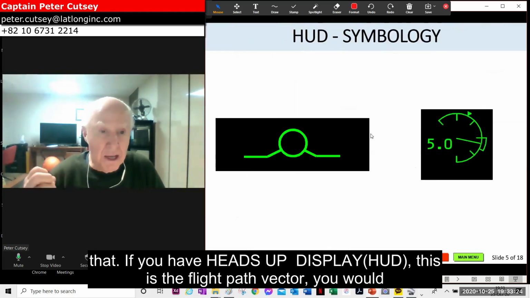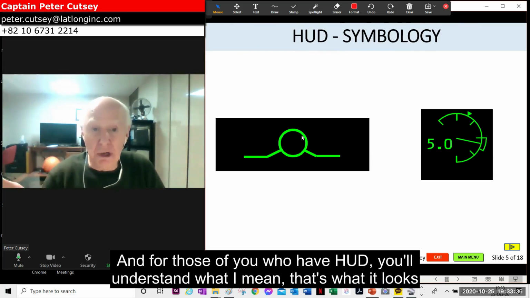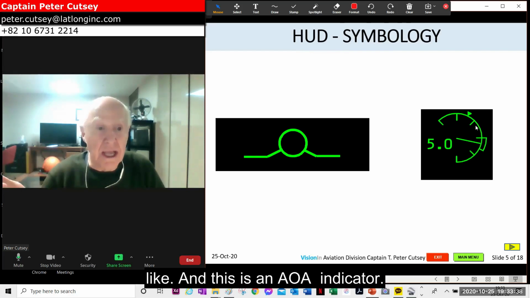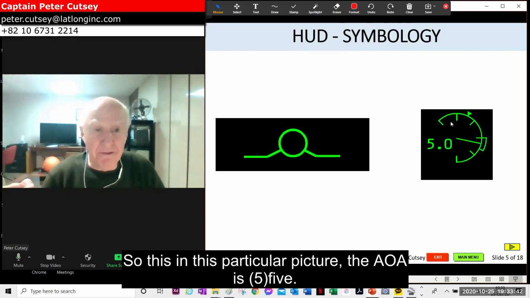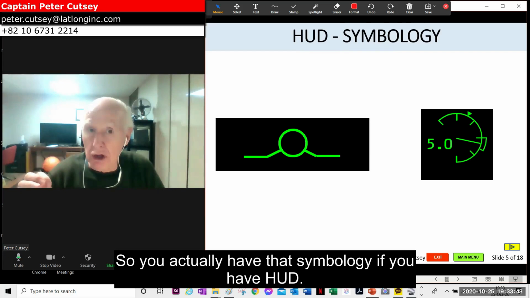If you have HUD, this is the flight path vector. You would actually place the Q inside, and for those of you who have HUD, you'll understand what I mean. That's what it looks like. And this is an angle of attack indicator. So in this particular picture, the angle of attack is 5. So you actually have that symbology if you have HUD.